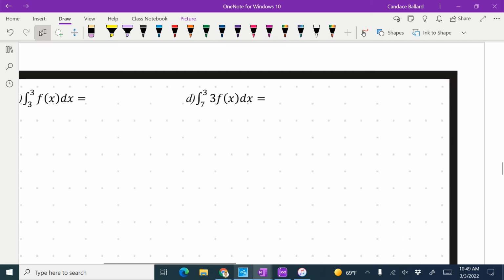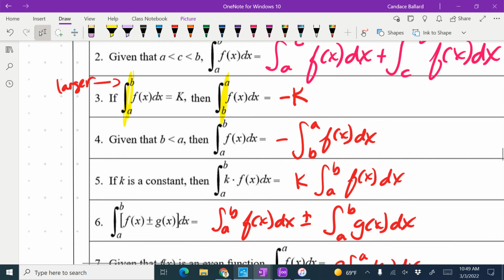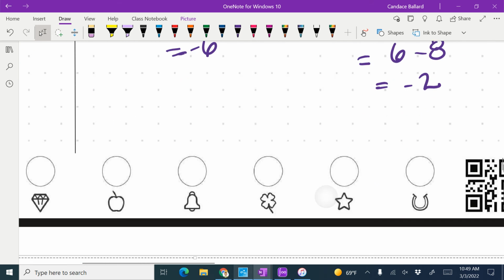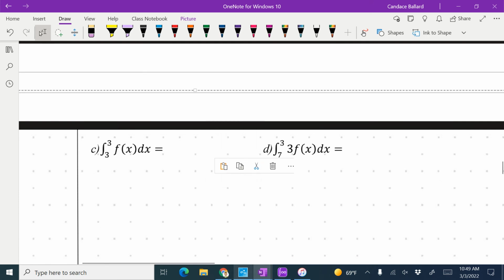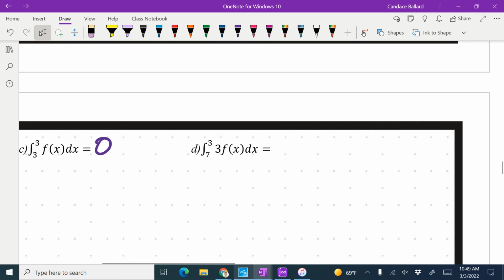Okay, let's keep going. When I go from a value to itself, what's the answer? What did it say up here? A value to itself. 0. No work, right? Easy peasy. Ooh. Okay, this one has a lot of things going on.